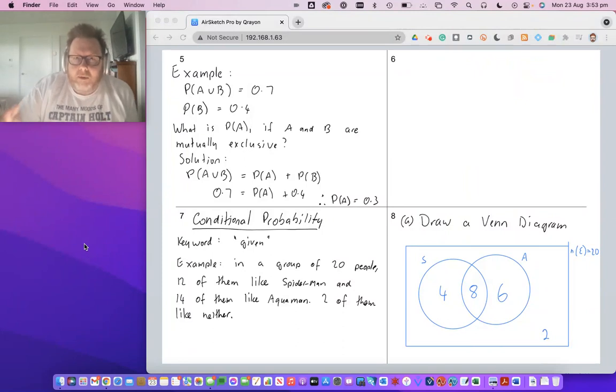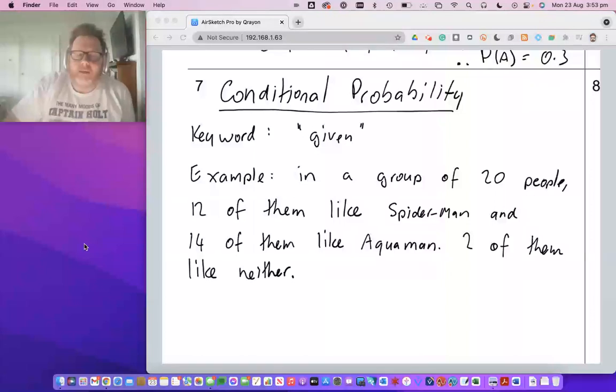Okay, that's just a bit of a recap, and now we're going to get on to the main part of the game, which is conditional probability. And the word you're looking for in a problem is often "given". It's not always the word given. You might need to get it from different contexts, but often you'll see the word is given. So here's the example here.